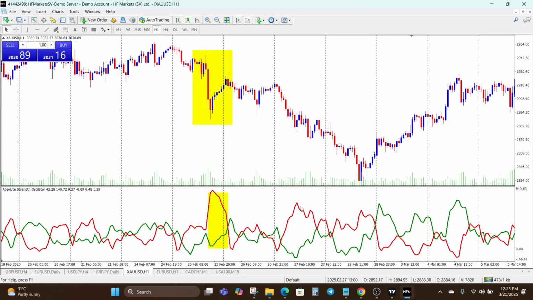When the gap between the red and the green is wide, it shows strong momentum. Then when the gap narrows, it shows that the momentum is getting weak. So the signals are quite straightforward. It's a very easy to follow signal, a very easy to use indicator. Even a complete beginner can make use of this indicator.